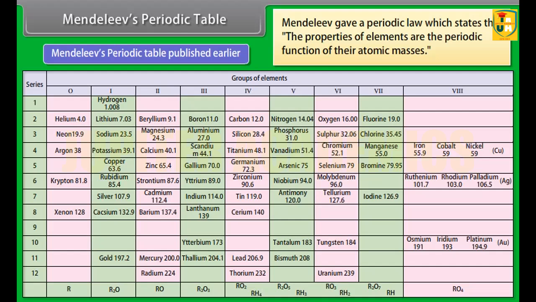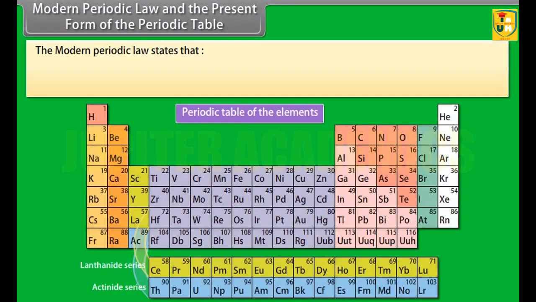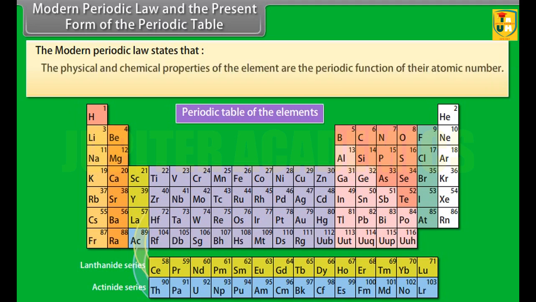For example, both gallium and germanium were not discovered at the time when Mendeleev proposed his periodic table. Mendeleev named these elements eka-aluminium and eka-silicon respectively. Number 3. With the help of this table, doubtful atomic masses of certain elements were corrected. Modern periodic law and the present form of the periodic table. The modern periodic law states that the physical and chemical properties of the elements are the periodic function of their atomic number.